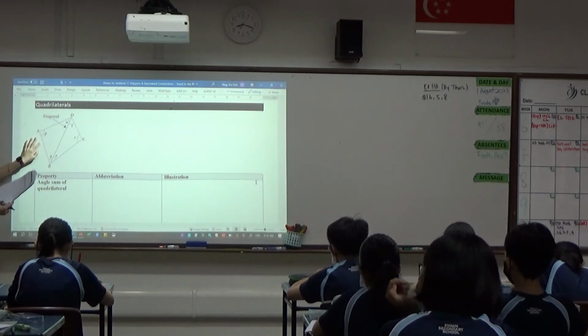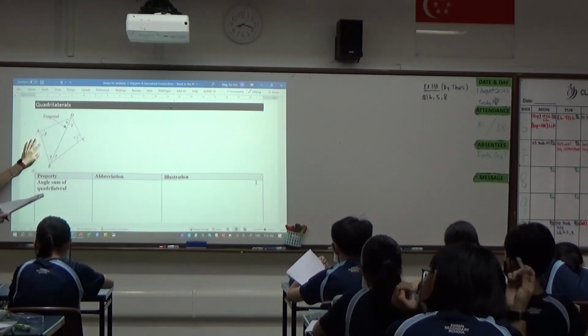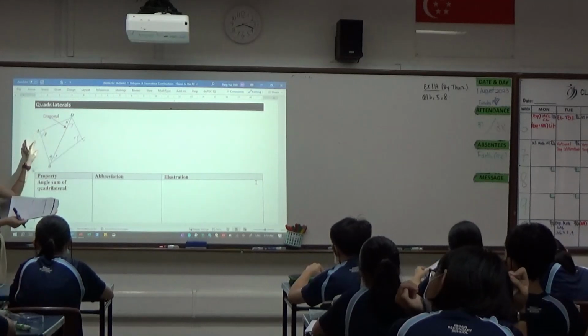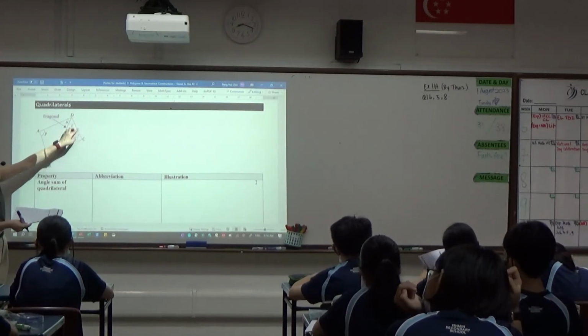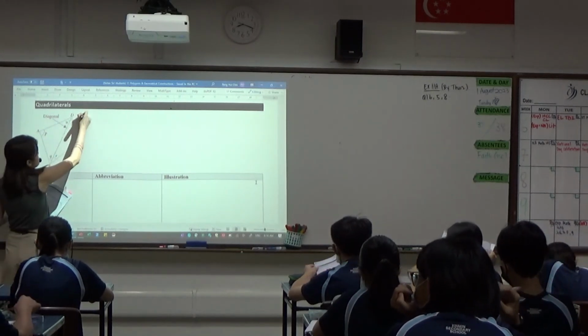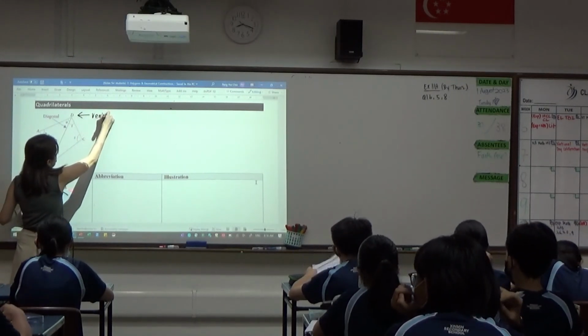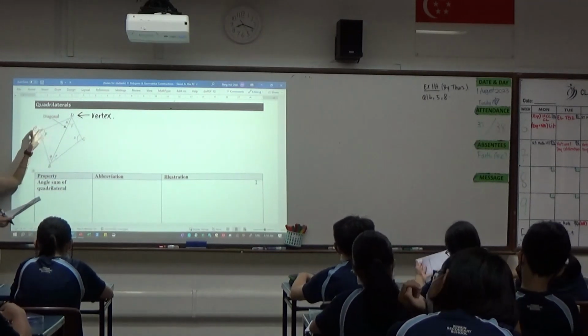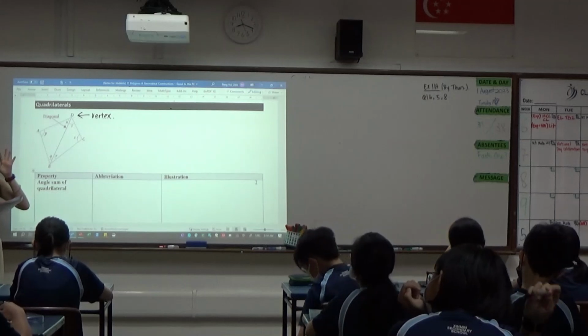So looking at just a quadrilateral itself, we must know how naming actually happens. Usually, how we name a quadrilateral, we will start with any one of the vertices. All these corners are what we call a vertex. Vertex is singular, vertices is plural.